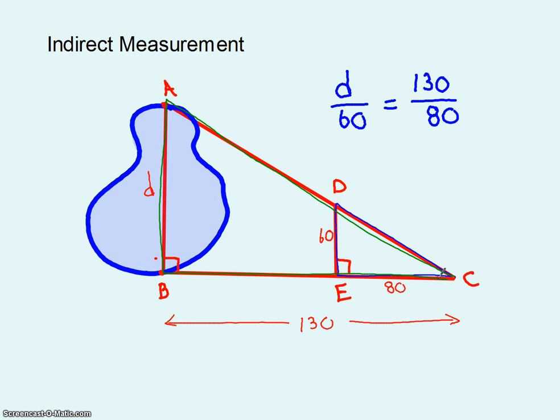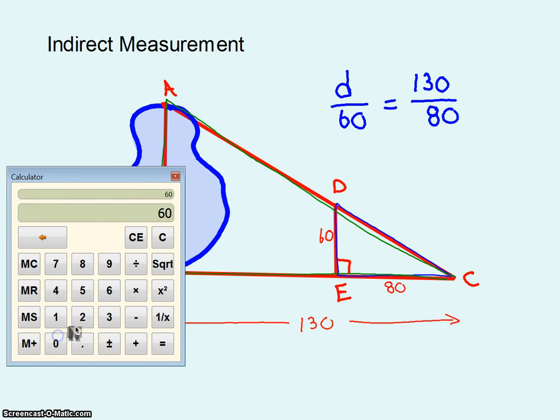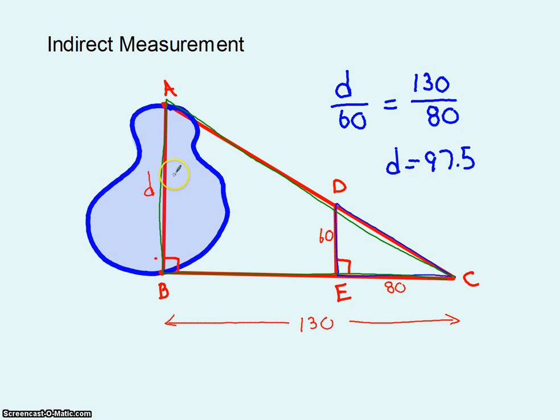Now, since I have a proportion, I can solve that easily. I'll multiply across 60 times 130. That gets me 7,800. Divide by 80, and that gets me D is 97.5 feet across the lake, but I didn't have to measure it. So there's a couple of examples of indirect measurement. Thanks.